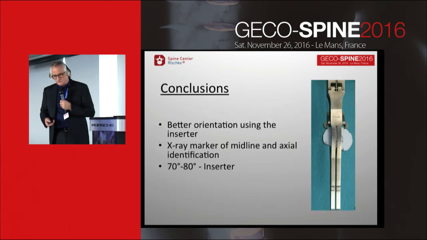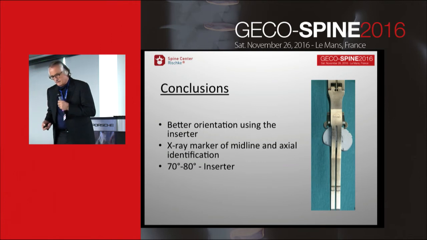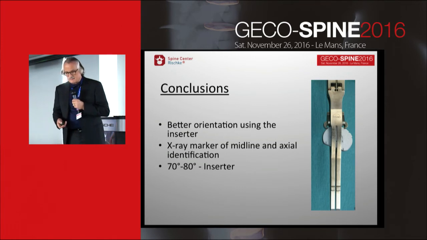We have to know that the inserter has only these 20 degrees. Perhaps we can improve, or the company could improve the inserter, so that we can do it also from 45 degrees, and to improve also the markers on the rim of the prosthesis, so that we can identify the correct AP and lateral position. That's what I want to remark with these cases.